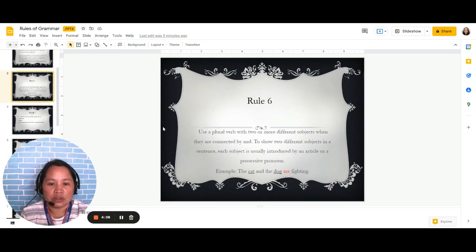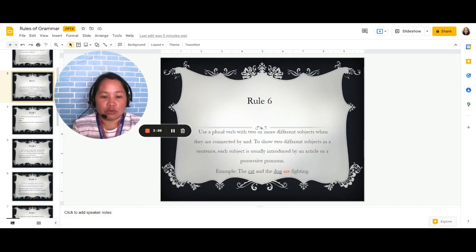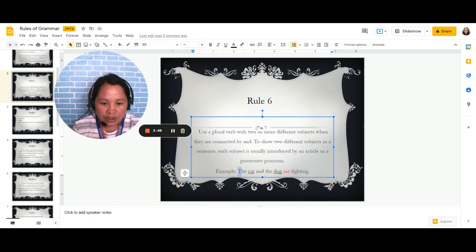I'll start with rule number 6. So in rule number 6, we use a plural verb with two or more different subjects when they are connected by and. So to show different subjects in a sentence, each subject is usually introduced by an article or the possessive pronoun. Just like, for example, here, the cat, and then we have and the dog. So they are both introduced by an article, and we use the verb are since there are two of them. So that's rule number 6.